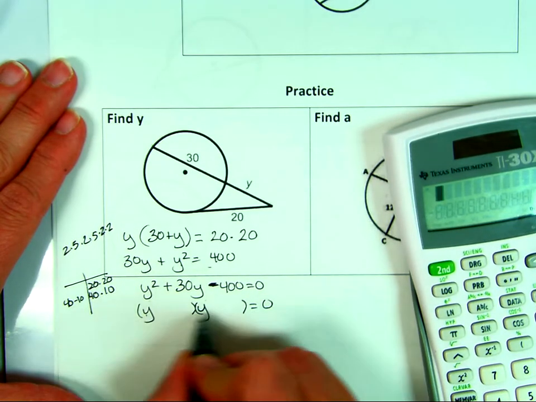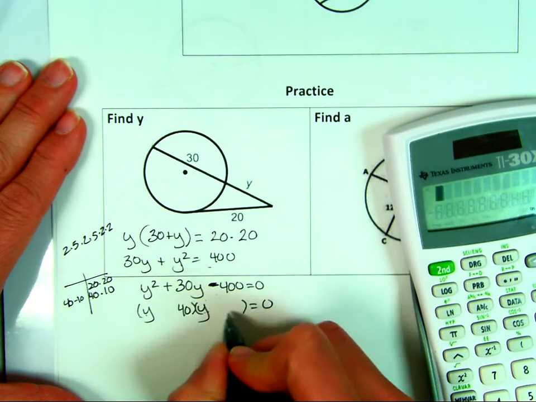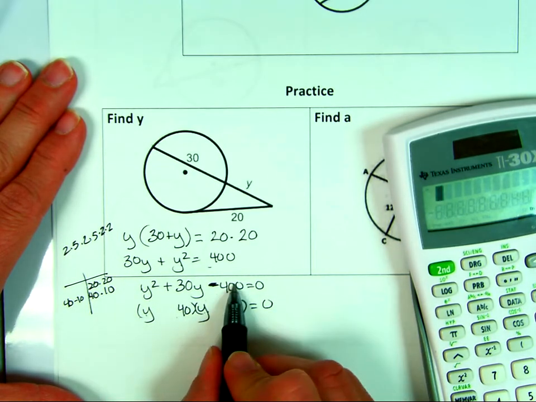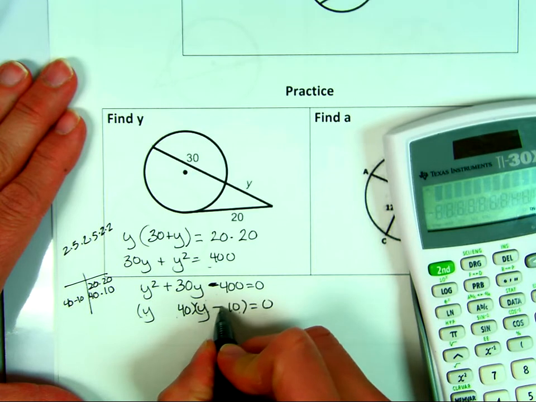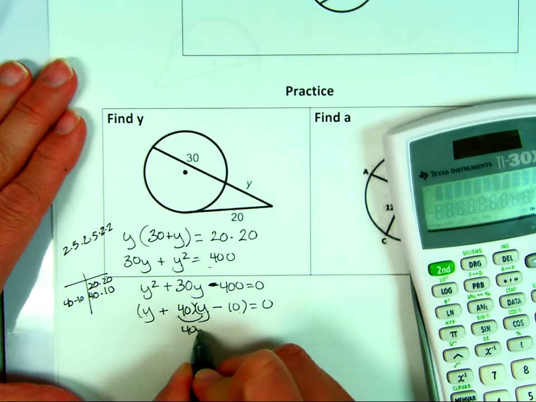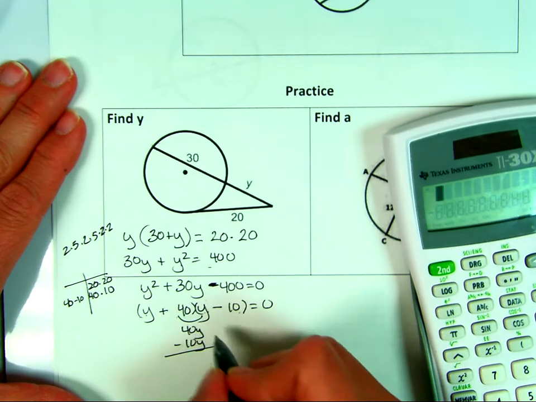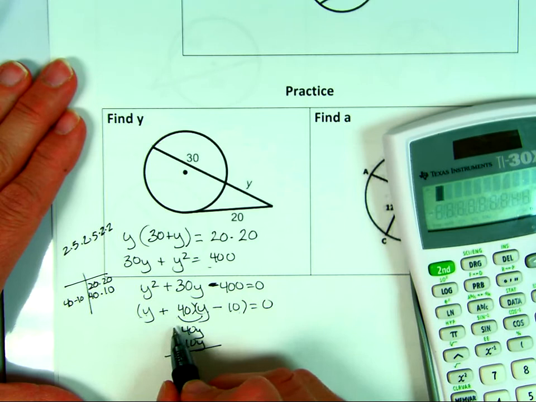So these two have to multiply to get that. So y times y is y squared. 40 times 10 have to multiply together to get 400. I need a negative 400, so I'm going to put a minus 10 and a plus 40, because then when I do my outers and my inners, I get 40y minus 10y to get me that 30y. That was me checking my factoring.